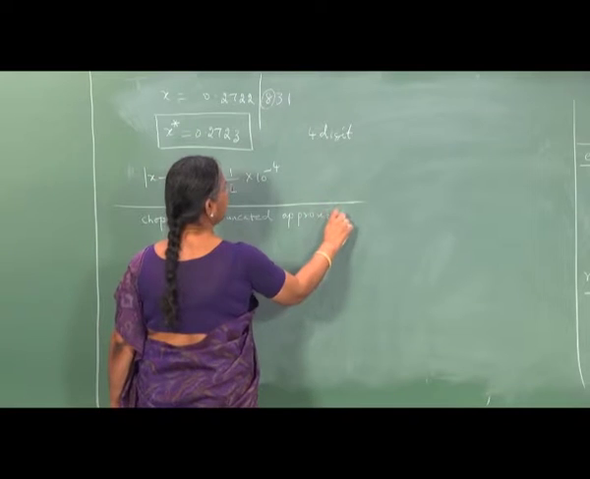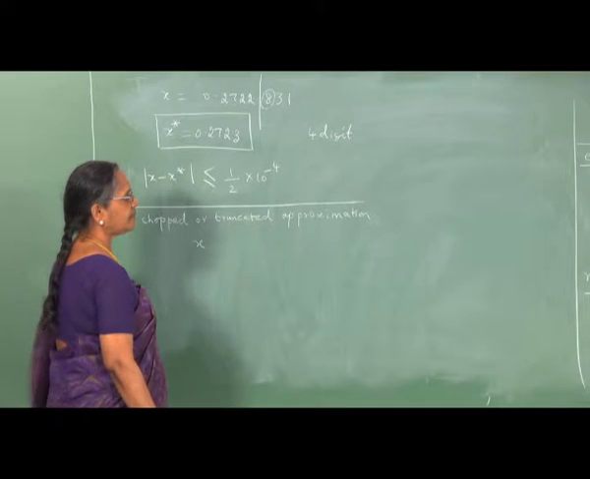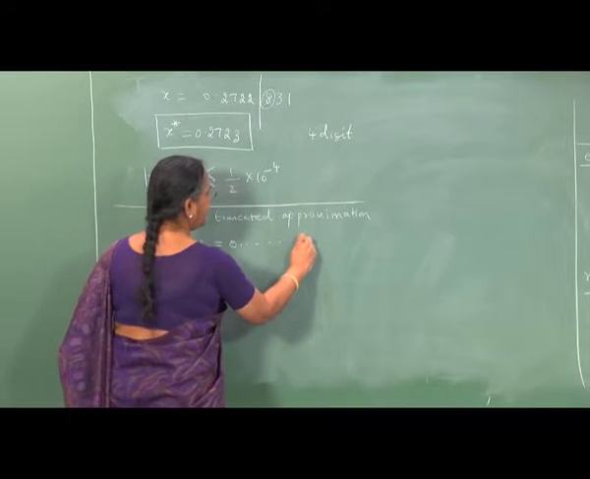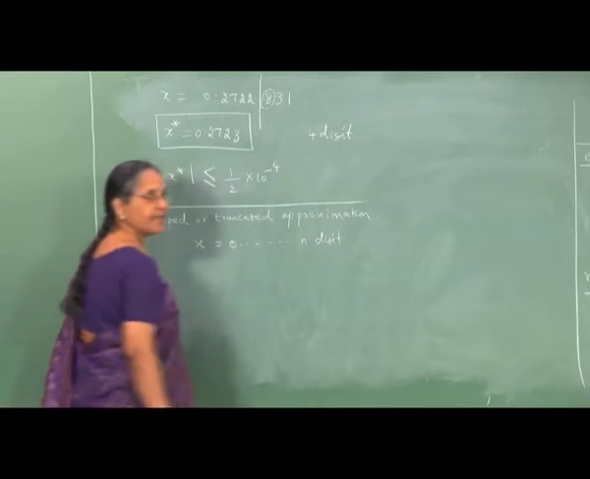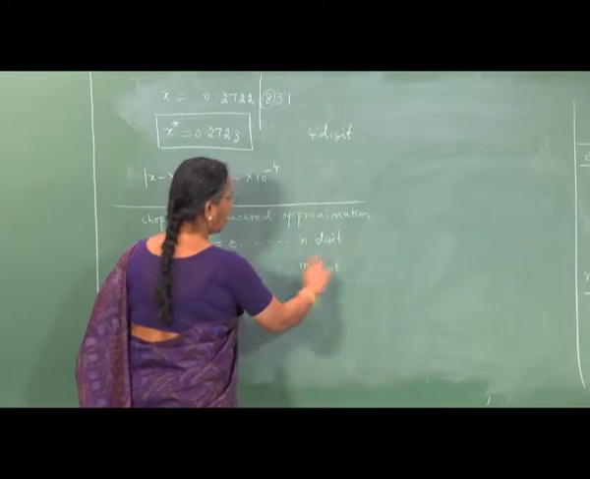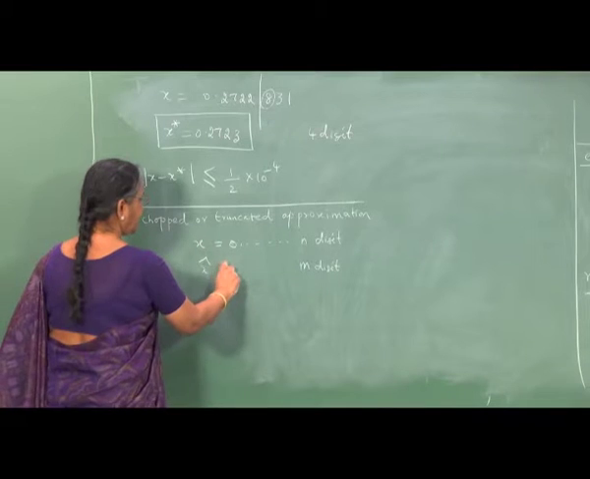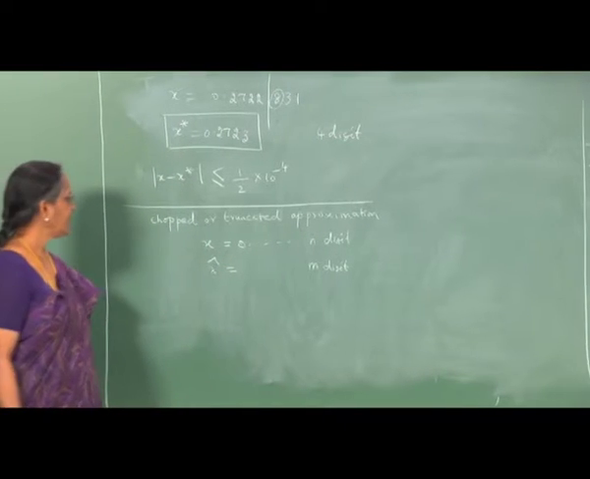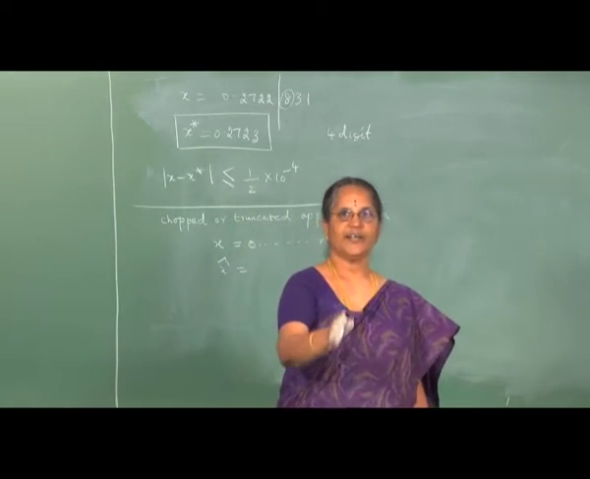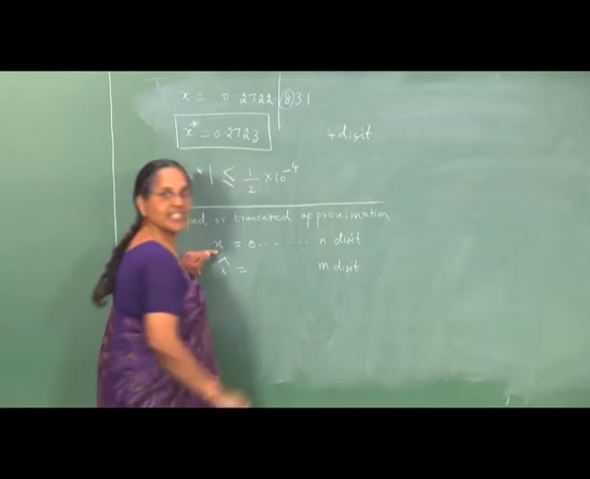So, given a number x that has an n digit decimal representation, I want to obtain an m digit chopped or truncated approximation of this number. Suppose I denote it by x hat.